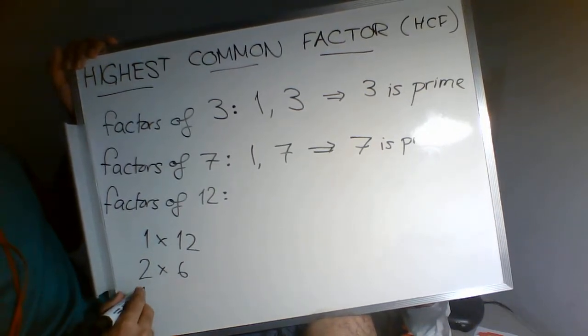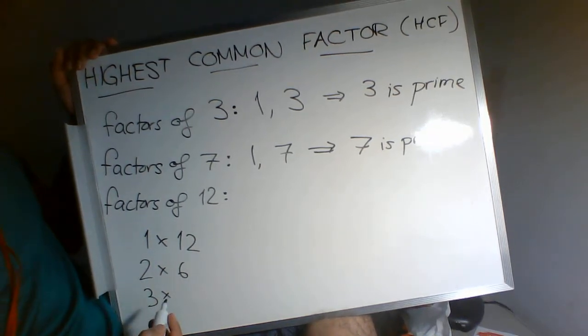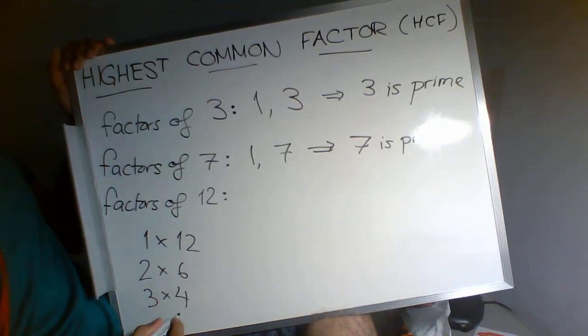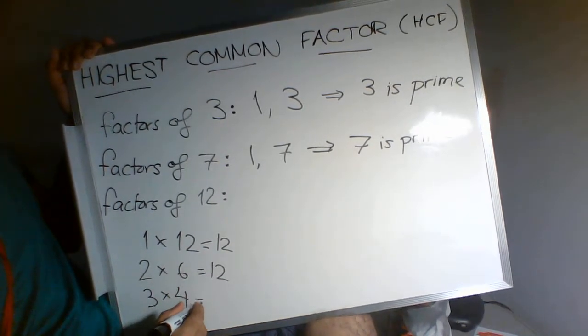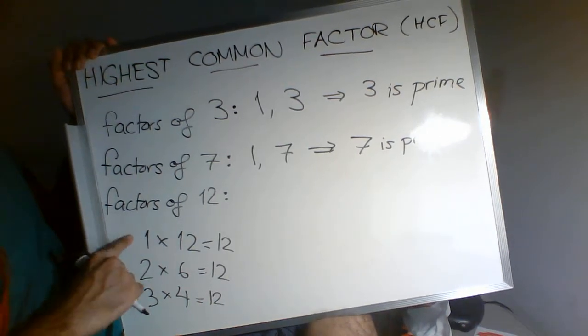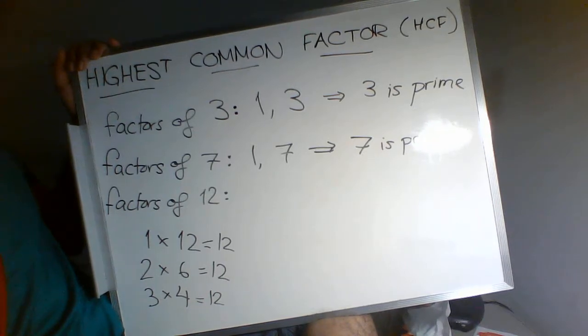Let's try going up again. We'll increase this to 3. Does 3 times anything give us 12? Well, sure it does. 3 times 4 is also going to give us 12, right? We got 1 times 12 is 12, 2 times 6 is 12, 3 times 4 is 12. So 1, 12, 2, 6, 3, and 4 are all factors of 12.